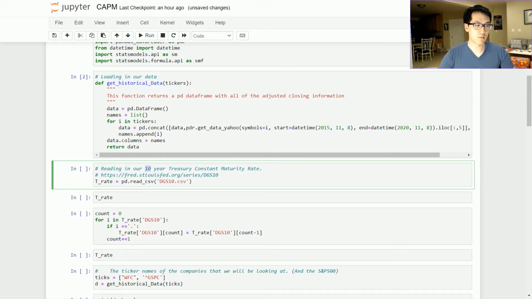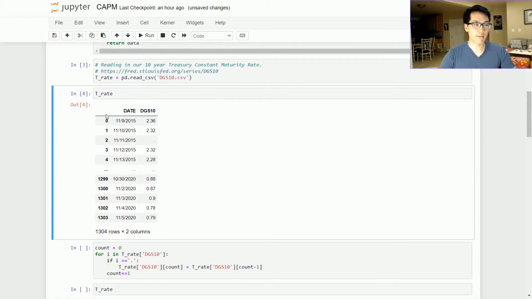And this is related to the 10-year treasury, and you can just download it off that website. So I'm just reading in the CSV, which I already downloaded, and this is what it looks like. We have our dates. In this case, it was a daily period, so day to day. Notice that I have some NAs, if you want to call it that.